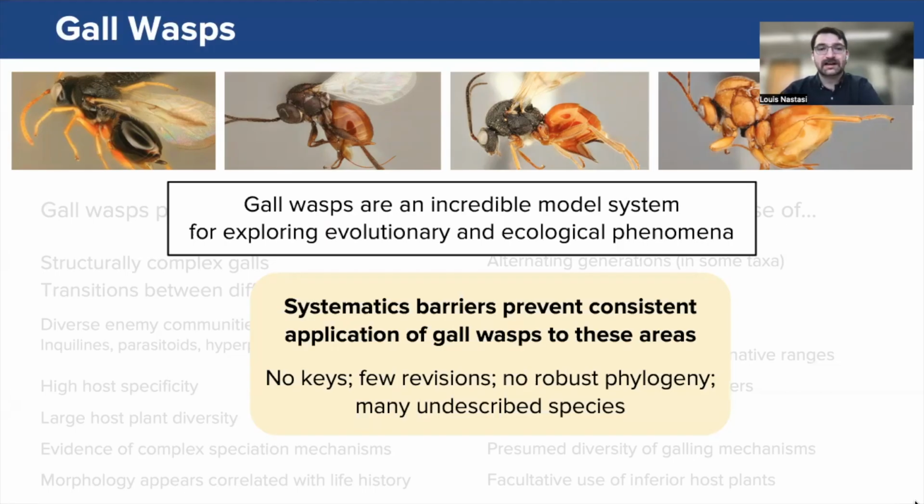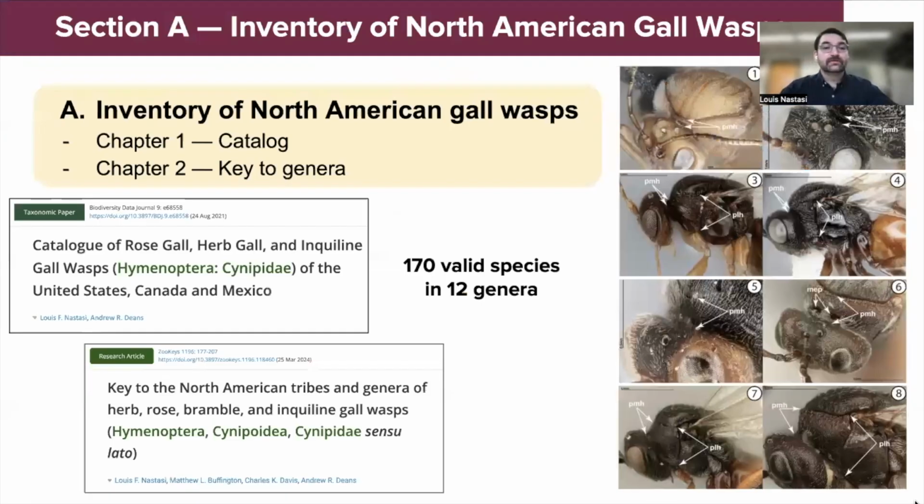And for my dissertation, I wanted to start lessening these barriers to allow gall wasps to be more broadly applied to answer all different types of questions. So I started first by inventorying the gall wasps present in North America. I started by producing a catalog to select gall wasp taxa that recovered 170 valid species in 12 genera, providing a comprehensive data set representing the geographic distribution, host plant use, host gall use in some cases, and gall phenotype data for a tremendous diversity of gall wasp species.